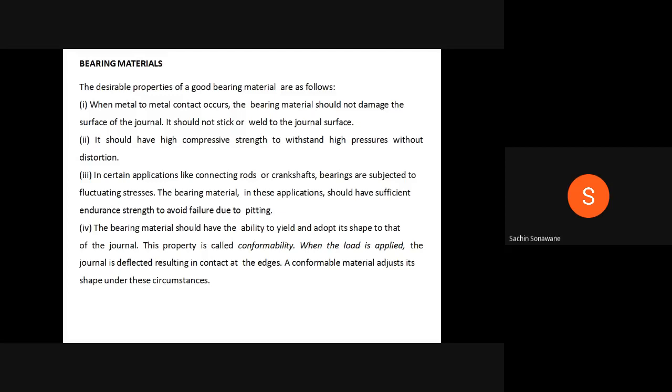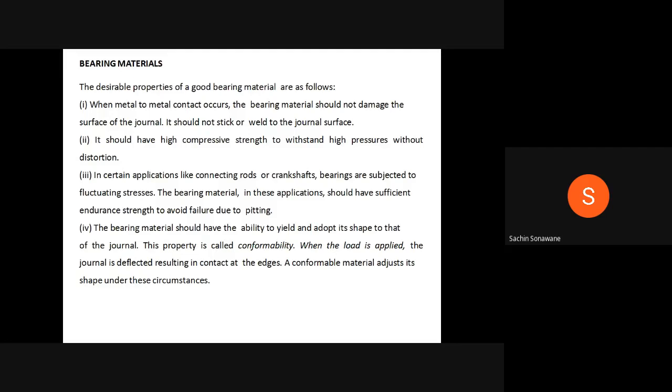First, when metal to metal contact occurs, the bearing material should not damage the surface of the journal. It should not stick or weld to the journal surface. Second, it should have high compressive strength to withstand high pressures without distortion.